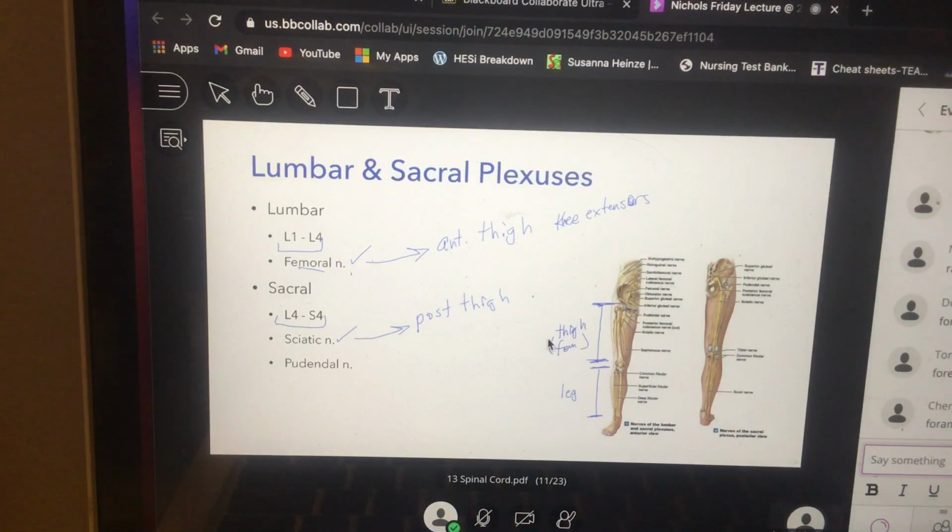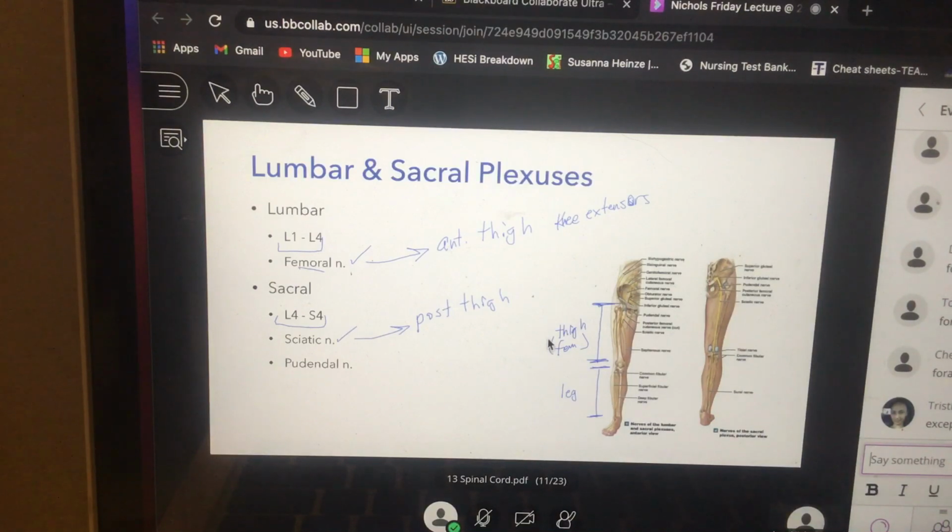Thigh and leg. Okay, which I am very familiar with because those are two of my favorite pieces of fried chicken. The thigh and the leg. Yeah, I mean, except if we were still in A&P 1, we would have to be super specific about it.